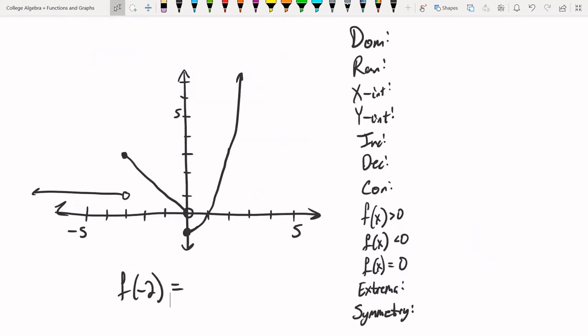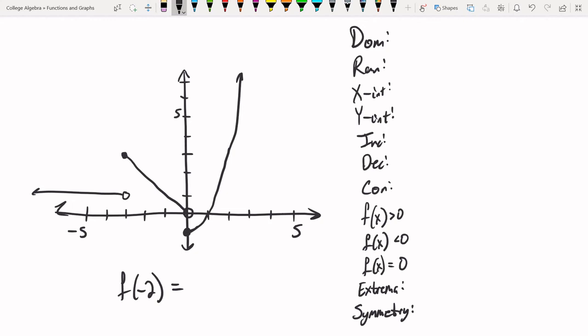Okay, here we have a graph with a lot of the properties listed off the side. This is domain, range, intercepts, the monotonicity, increase, decrease, and constant. And then some extra questions like, when is it greater than 0, less than 0, equal to 0? What are the extrema? That's the same thing as minimum and maximum. And then what kind of symmetry? We also have, what is f of negative 2? So let's answer these questions, and all we're really doing here is analyzing this function. In answering these questions, that's how we do that.